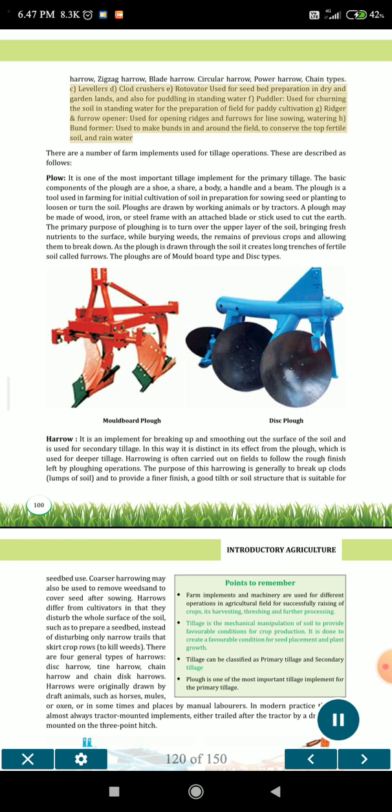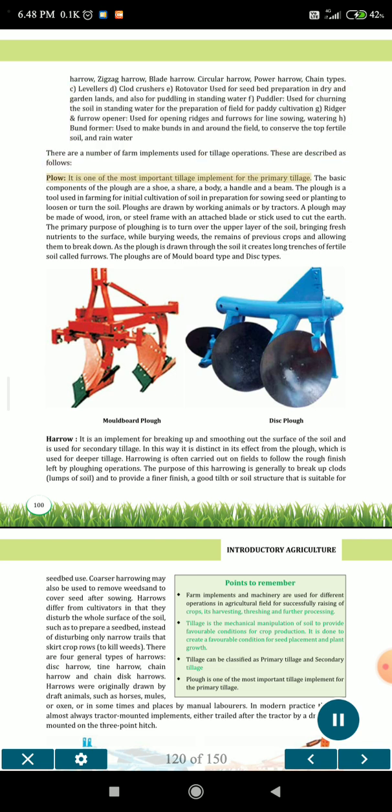C. Levelers. D. Clod crushers. E. Rotavator, used for seedbed preparation in dry and garden lands, and also for puddling in standing water. F. Puddler, used for churning the soil in standing water for the preparation of field for paddy cultivation. G. Ridger and furrow opener, used for opening ridges and furrows for line sowing. Watering. H. Bund former, used to make bunds in and around the field, to conserve the top fertile soil and rain water. There are a number of farm implements used for tillage operations. These are described as follows.